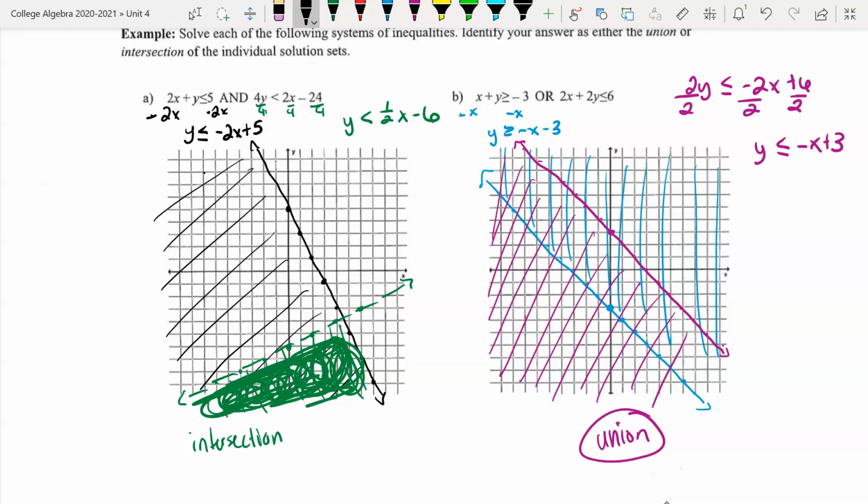It's a solid line because it's less than or equal to. And you could do a test point. I use intuition. Less than means I'm going to shade below the line. So that's what I did in the black.